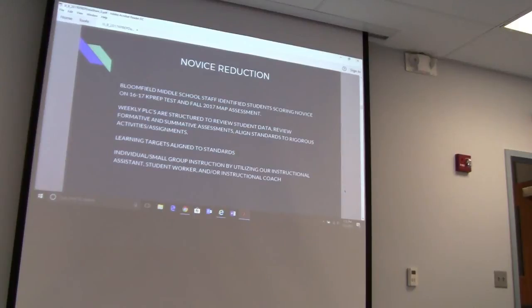Basically, just talking about going a little bit further in depth with novice reduction. We've identified the students scoring novice on the 16-17 KPREP test and fall math assessment. We focus our weekly PLCs to review student data, review formative and summative assessments, align standards to rigorous activities and assignments, and get our learning targets posted and referenced throughout the class period a couple times, to make sure it's aligned with standards.